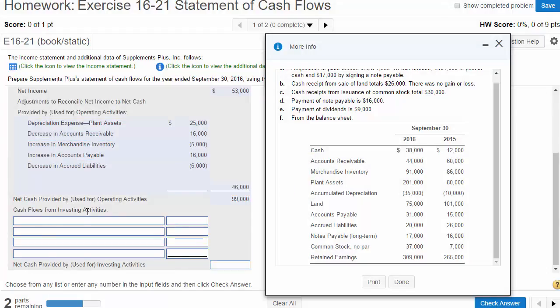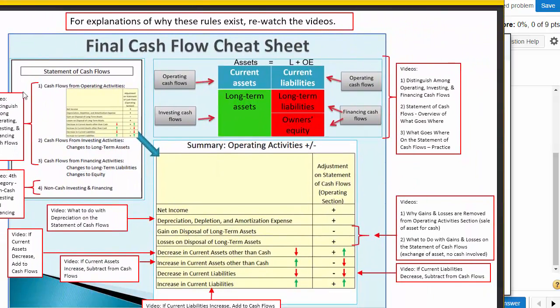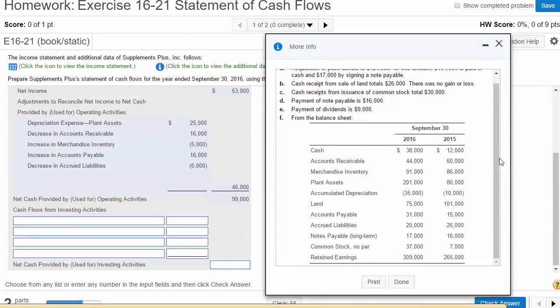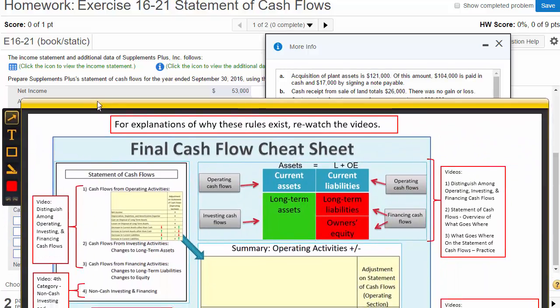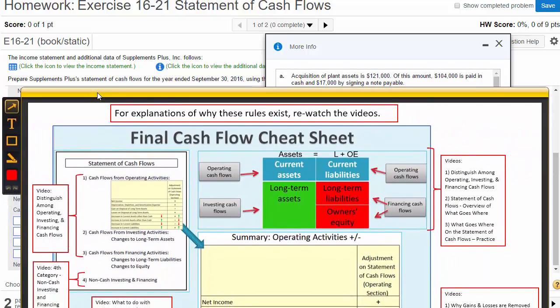All right, now we're doing the investing activity section. So what goes in the investing activity section? Changes to long-term assets, but only if they involve cash. Remember, this is the statement of cash flows. And here's another way to look at it. Investing cash flows are only changes to long-term assets. So what we're going to do with our list here is go through them one by one and see if they have an effect on long-term assets. And if they do, we have to include just the cash portion.